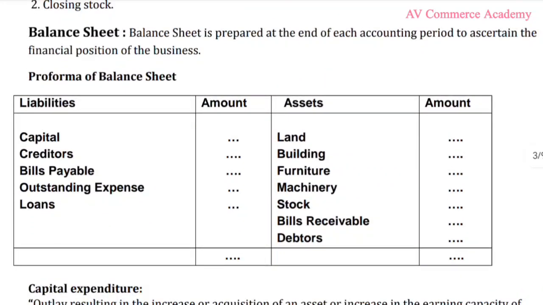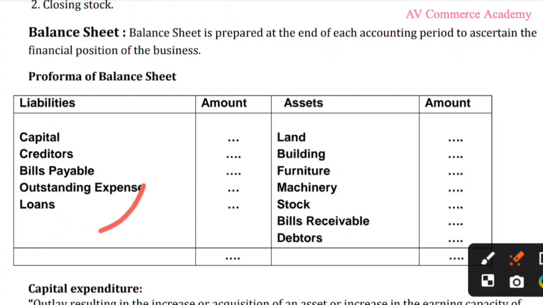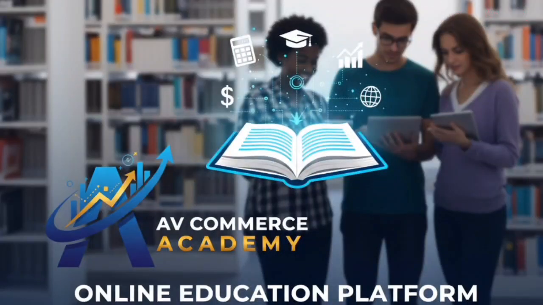Same thing here, liabilities means whatever is invested in the business and whatever outsider loans there are. And here the company has fixed assets and current assets, and we call this the balance sheet. Both sides will be equal: liabilities and assets are the same.